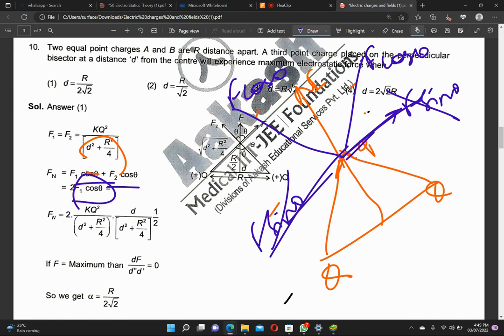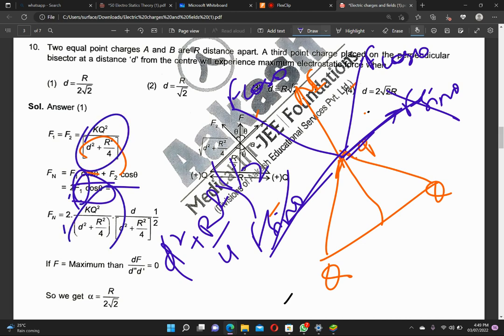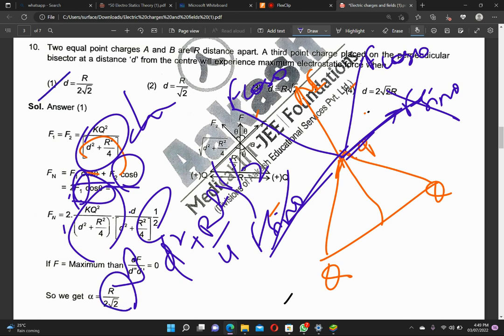Then you substitute. This is d square plus r square by 4 under root, and we keep that root as power half. With the 2 there, you put in the value of F1, and cos theta is d by the square root of d square plus r square by 4, adjacent by hypotenuse. Then if you differentiate and follow the whole thing, you get r by 2 root 2 as your answer.